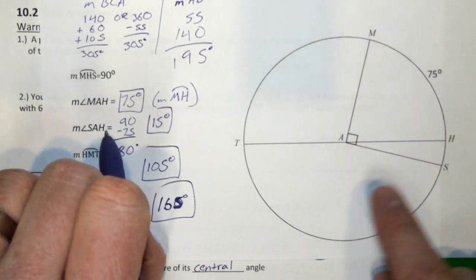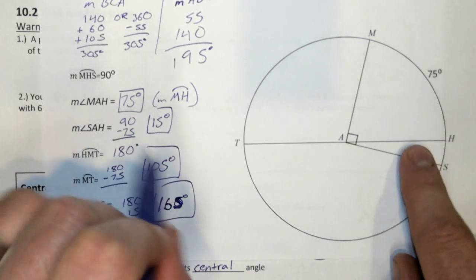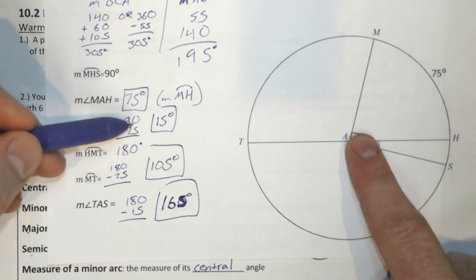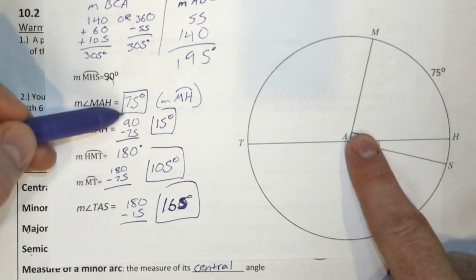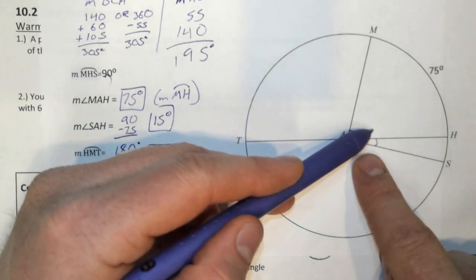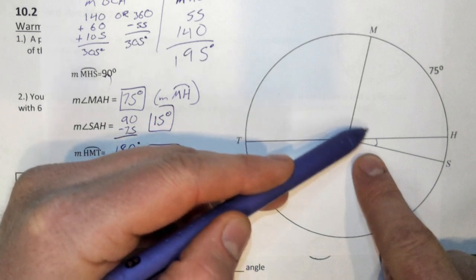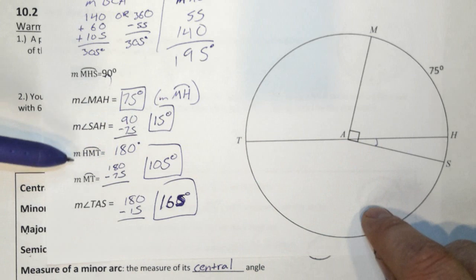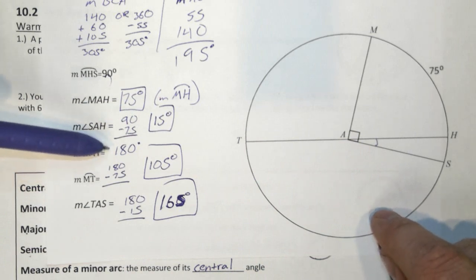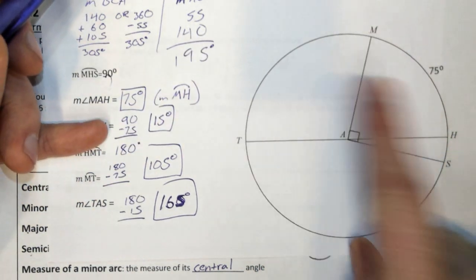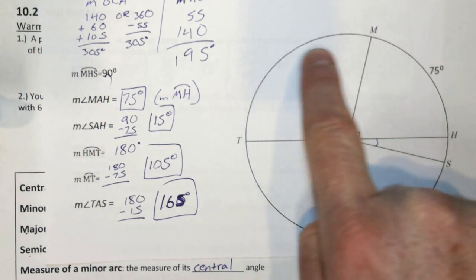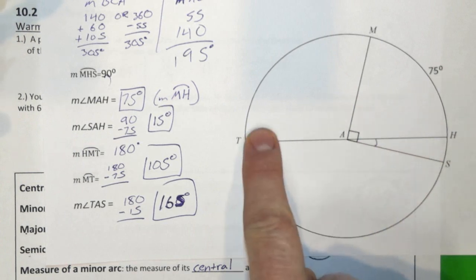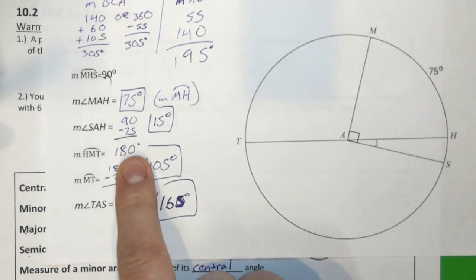Next, SAH. SAH right here is going to be this very small angle. That angle is going to be formed by using the 90 degrees that we just had originally given to us right here, and subtracting the 75 that we just found. We're basically removing this portion of the angle, or this portion of the arc. That's going to give you a very small angle of 15 degrees. Now let's transition to arcs, HMT. HMT is going to be the entire top portion right here. That's a semicircle. HT is a diameter. And so, because of that, it is going to be 180 degrees.